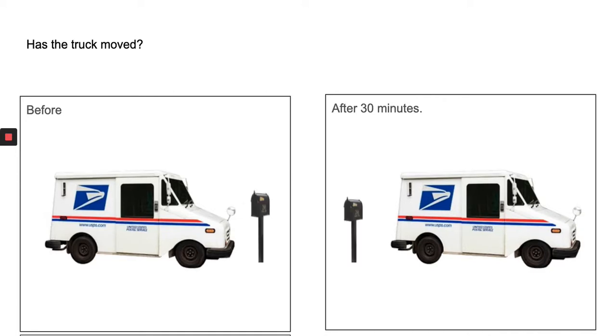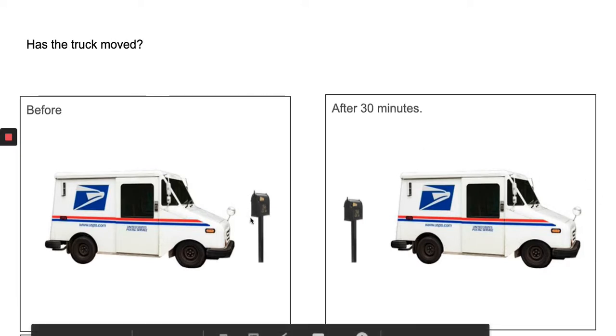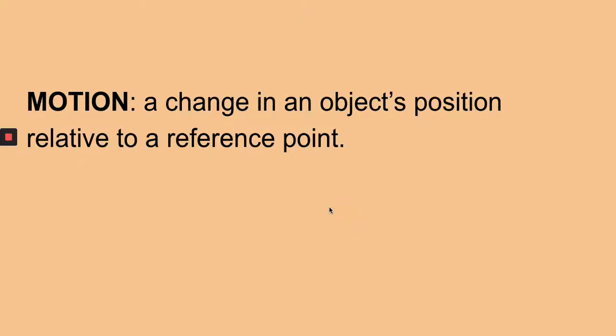Here, you can say, well, how do you know the truck's moved? Well, in the beginning, you've got the mailbox in front. Afterwards, you got the mailbox behind. So you definitely see it's moved. That's because motion is a change in an object's position, relative, and this is key, to a reference point. The mailbox was a reference point.